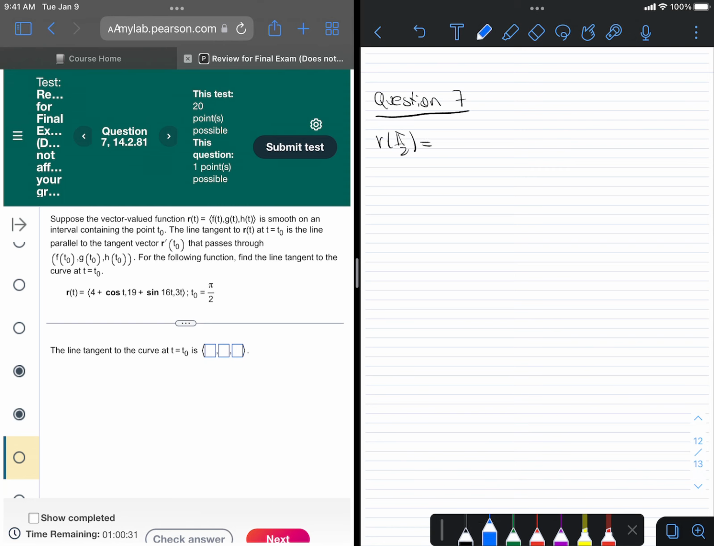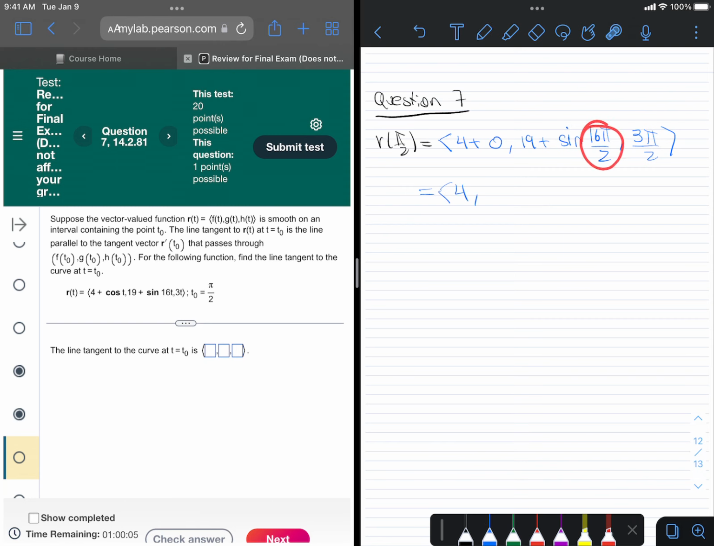So that is 4 plus the cosine of pi over 2. Pi over 2 is 90, and the cosine of 90 is 0. Then 19 plus the sine of 16 pi over 2, so it's 16 times that. And 3 pi over 2 is the z-coordinate. So for us, that will be a 4, comma.